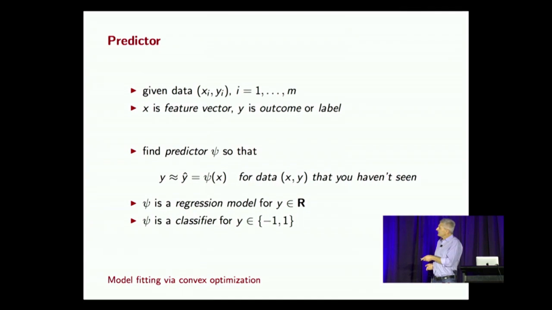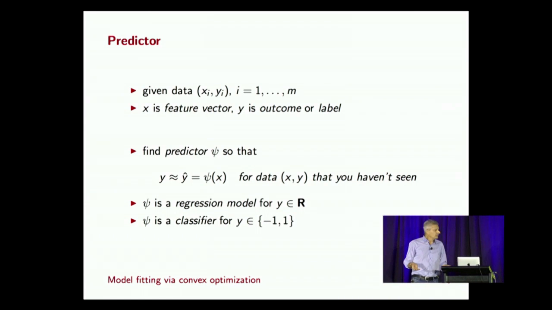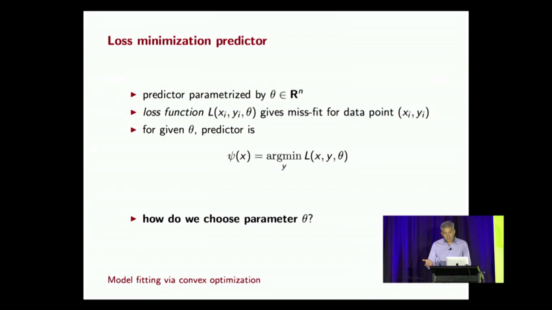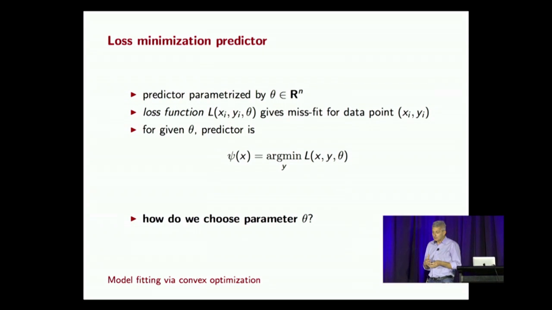And if the label is like a real number, this is like a regression model, right? And if it's a Boolean, then this is a classifier, right? So this is kind of standard stuff. And the question is, how do you come up with this function psi? Well, there's actually a very standard way to do this that plays very nicely with convex optimization.